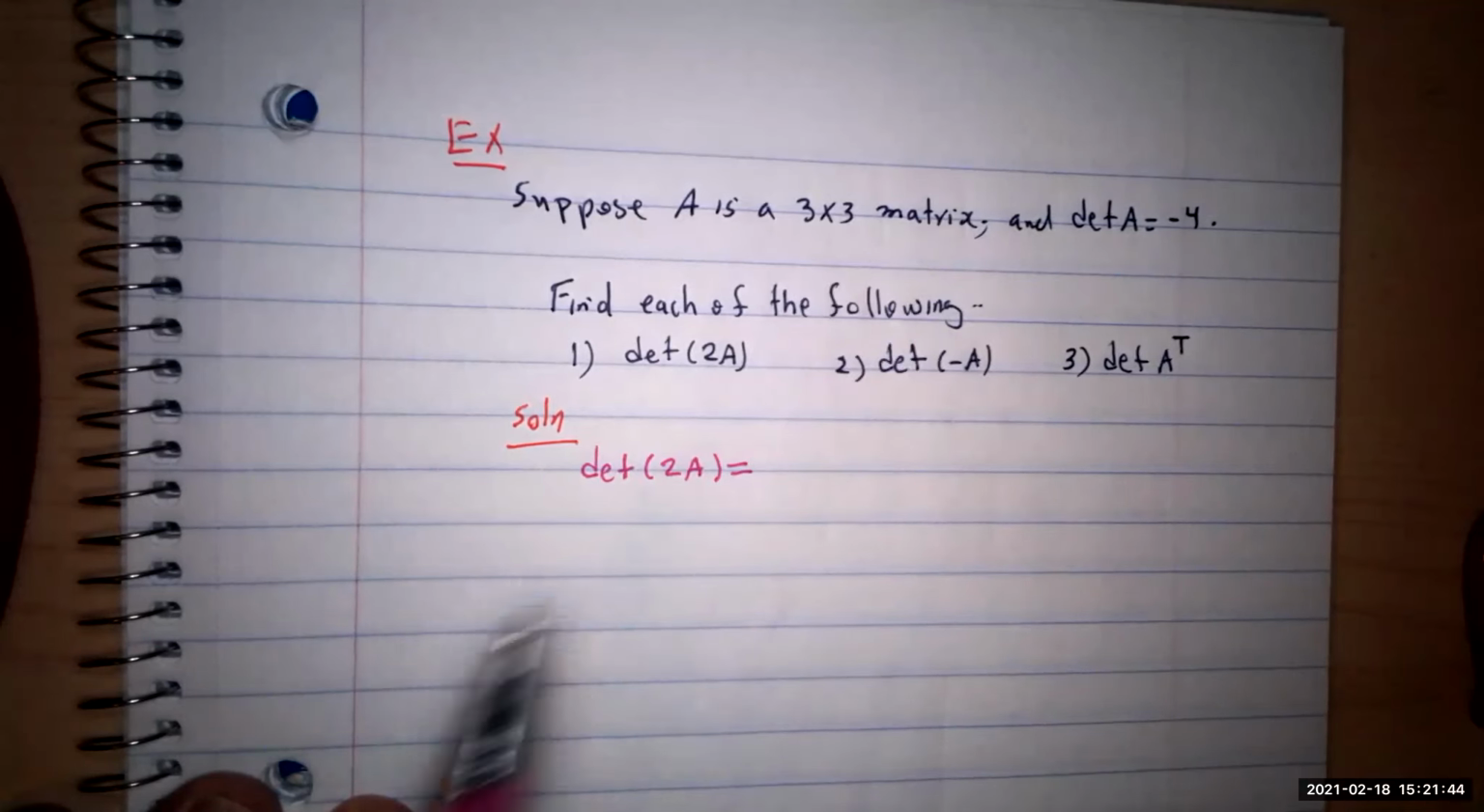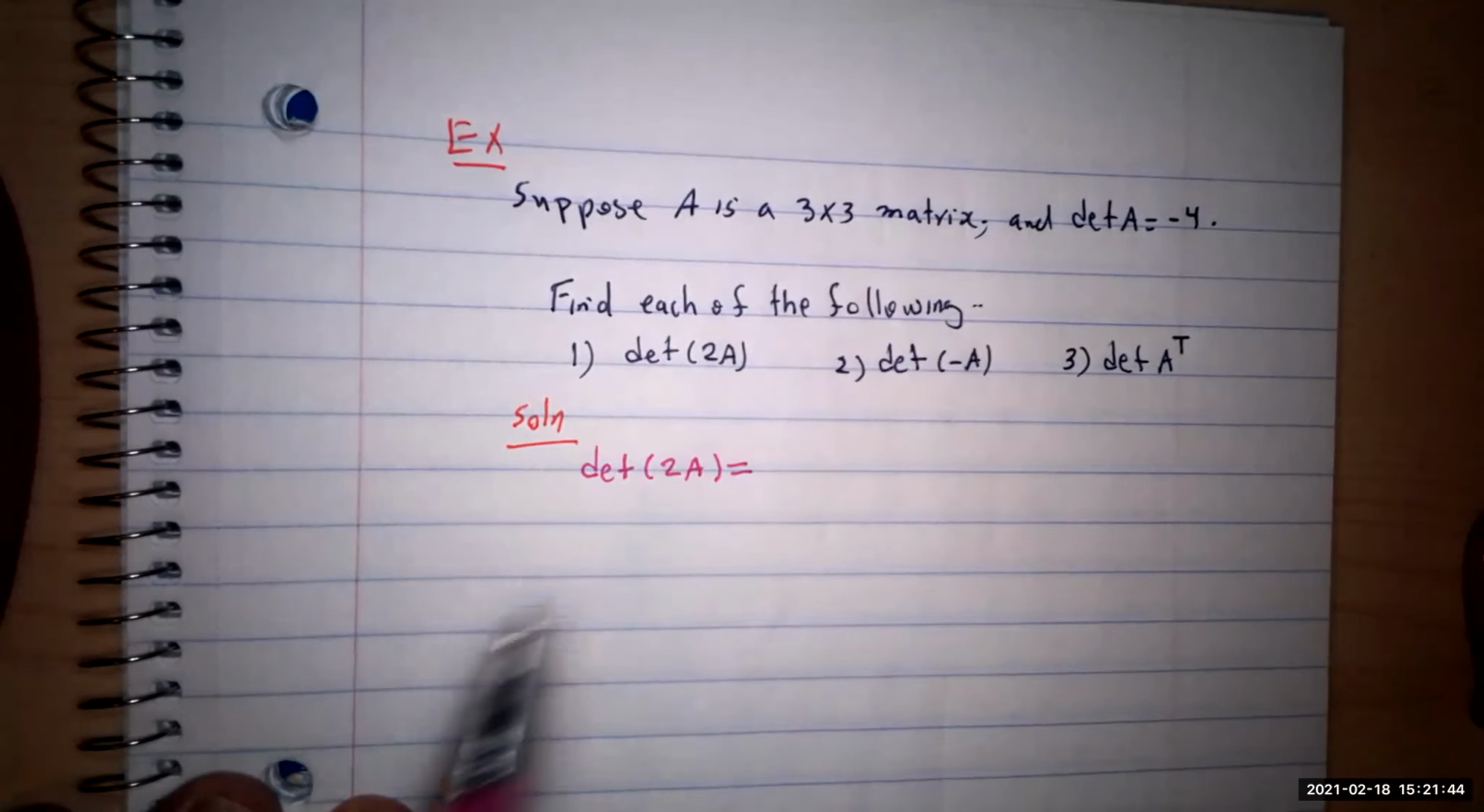The determinant of A is given as negative 4, so the result would be negative 32. So the determinant of 2A is negative 32. I used the formula that the determinant of k times A is k to the n times the determinant of A, so it depends on the size of the matrix. Any questions? That's the first one.